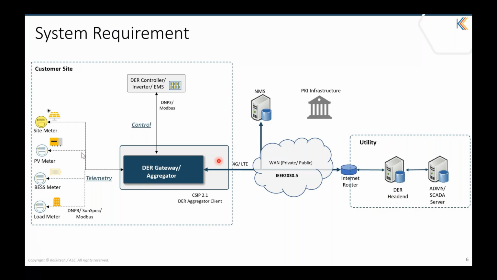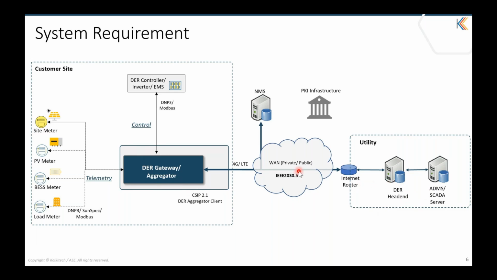So, if there are multiple assets, there should be a gateway or aggregator which connects with all the different types of DERs. It could be a PV or battery or load, other EMS systems, or inverter control, which can exchange telemetry data as well as control data. And the gateway or the aggregator has to provide a 2030.5 interface as per the CSIP 2.1 standard, and the 2030.5 communication has to integrate with the utility systems or a public network.